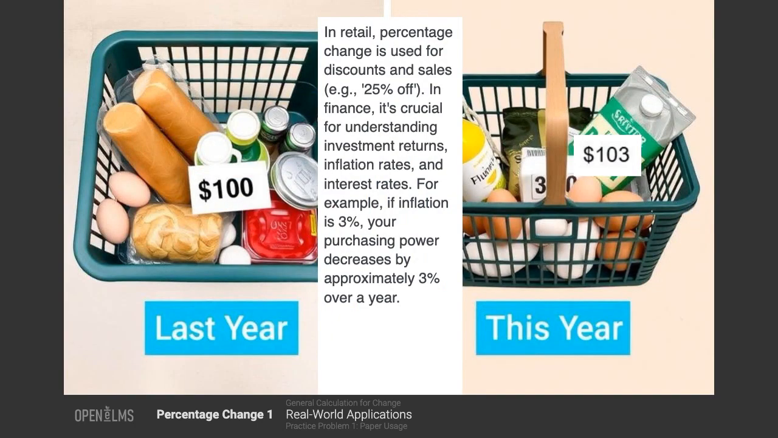In retail, percentage change is used for discounts and sales, e.g. 25% off. In finance, it's crucial for understanding investment returns, inflation rates, and interest rates. For example, if inflation is 3%, your purchasing power decreases by approximately 3% over a year.